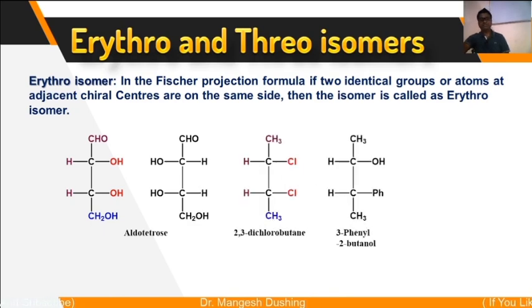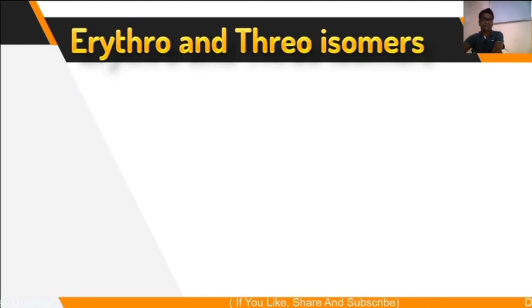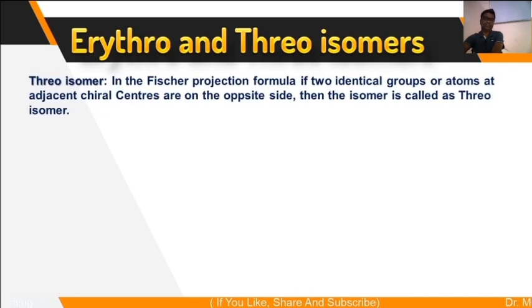These are other examples here. H, H on the same side, Cl, Cl on the same side, so erythro compound. In this case, OH and Ph are different, but H, H, those are the similar groups, are on the same side. So this compound is also called an erythro isomer. In this case also Br, Br are on the same side, H, H on the same side. So this type of compounds are called erythro isomers or compounds.